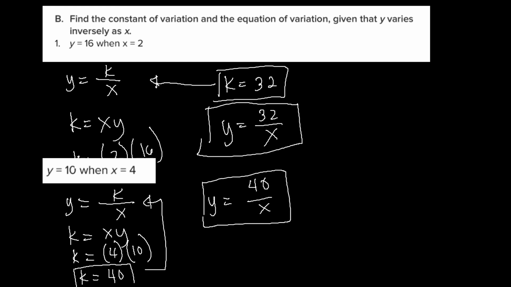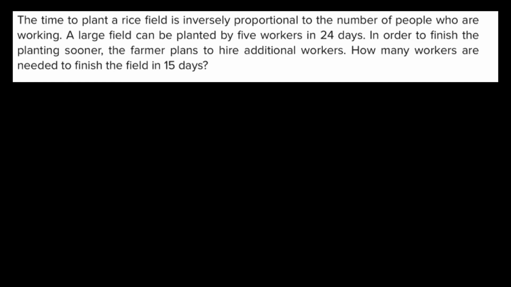Okay. Next. We have this problem, so let's try to solve this one. The time to plant a rice field is inversely proportional to the number of people who are working. A large field can be planted by 5 workers in 24 days. In order to finish the planting sooner, the farmer plans to hire additional workers. How many workers are needed to finish the field in 15 days?